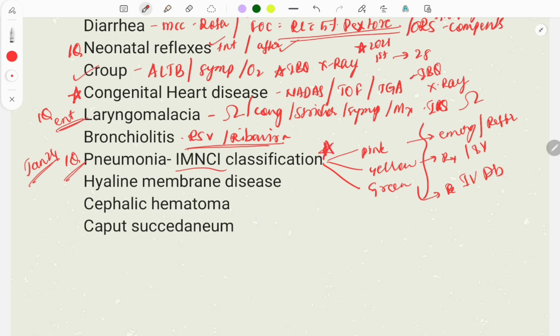Okay, so do this topic, it is a must-do topic, and if you do it properly, then one question from pediatrics will be sure for you.